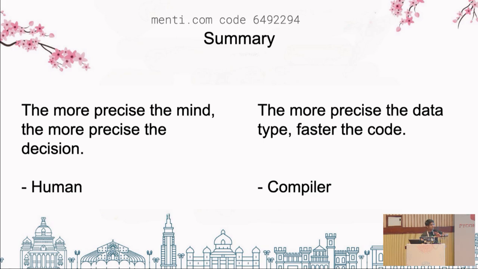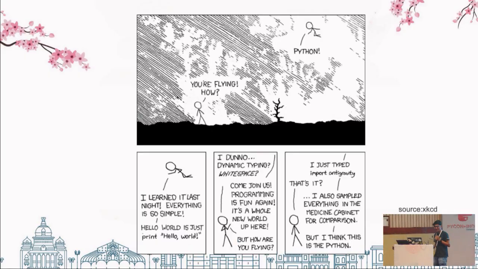I'll go with the summary of the talk first. It's a philosophical thing: the more precise the mind, the more precise the decision, right? You need clarity of thoughts, then you will get more results. But what does the compiler say? The compiler says the more precise the data type, the faster the code. Same, but different. I'll have a lot of memes and interactive things as well.